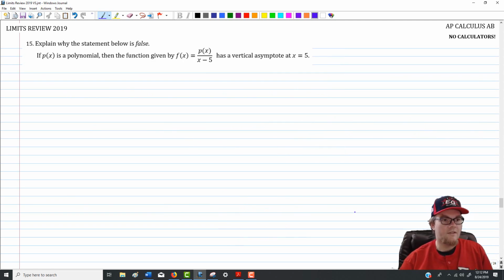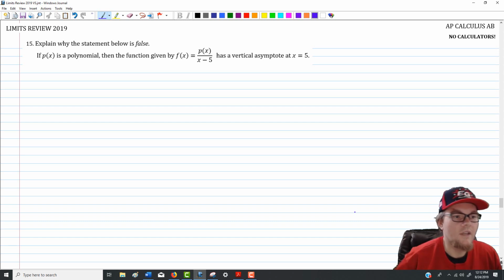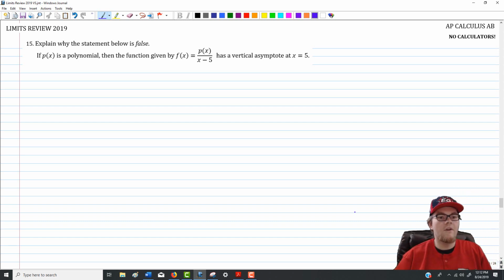Okay, for 15, it says, explain why the statement below is false. If p of x is a polynomial, then the function given by f of x equals p of x over x minus 5 has a vertical asymptote at 5. Now, before we dig too deeply into this, let me point out first that a lot of people fall into this trap. When I used to ask this as a true or false question, they fall into this trap because they go, well, x minus 5 is in the denominator. Of course there's going to be a vertical asymptote at 5. But unfortunately there's not. There are values of p that make this absolutely not a vertical asymptote there.